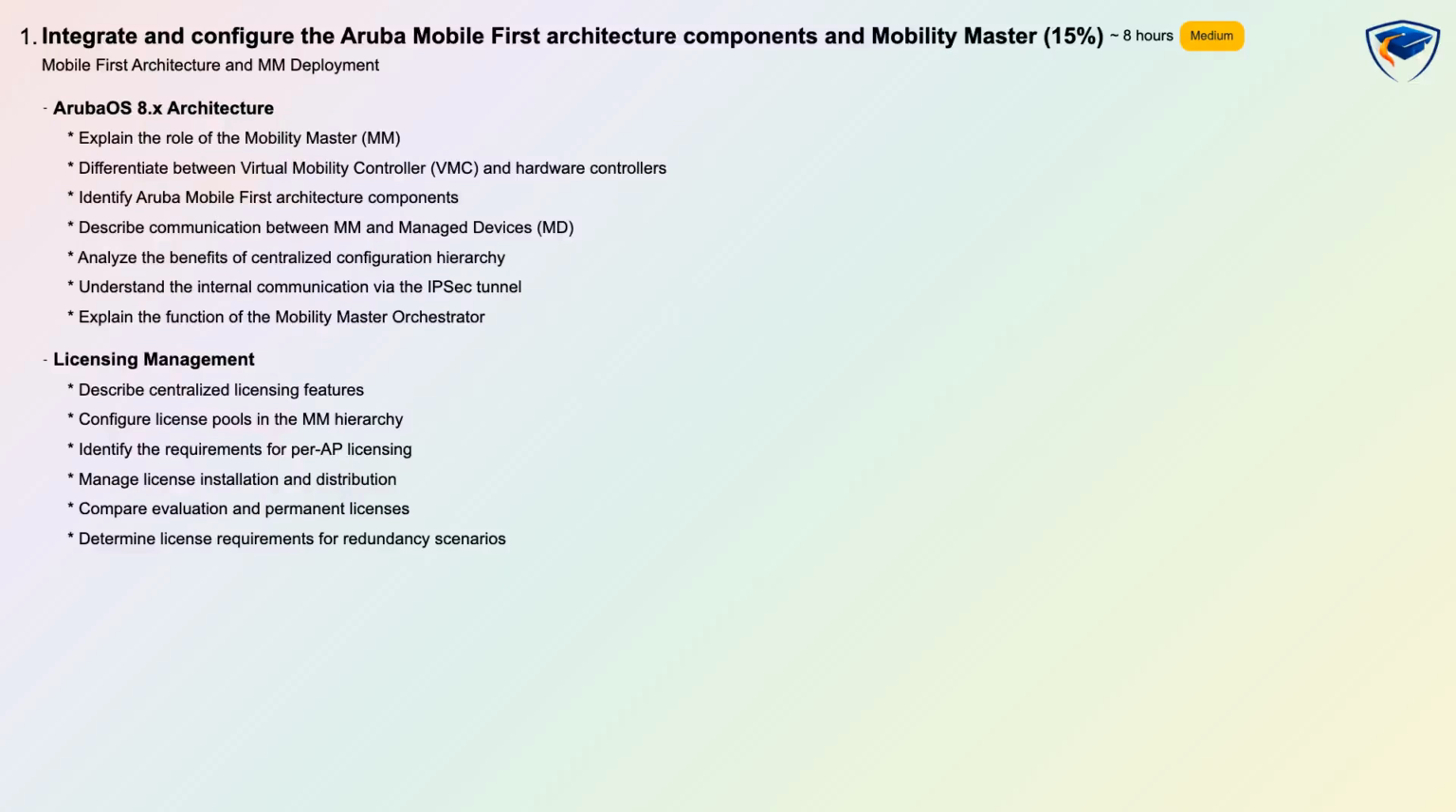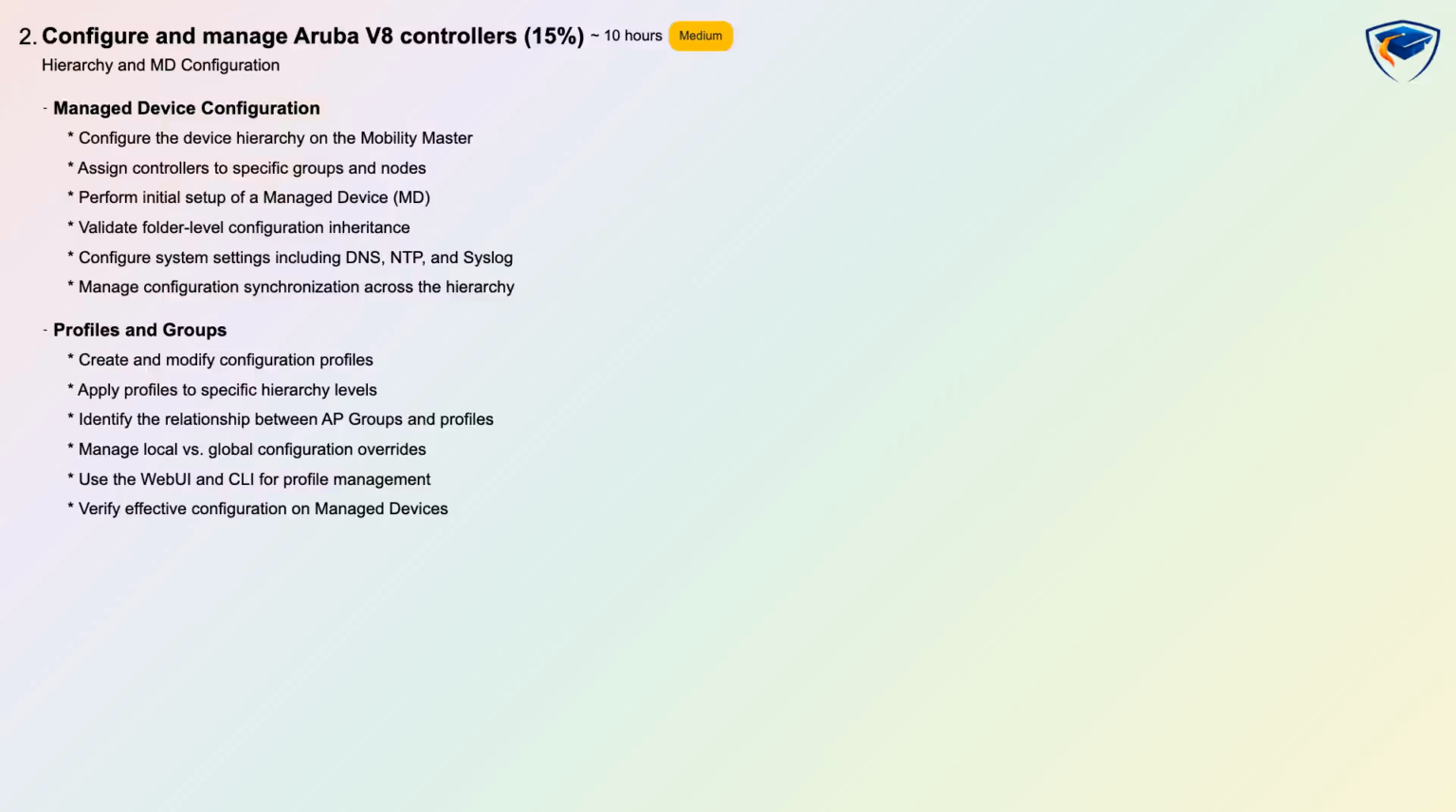affect deployment. Configure and manage Aruba V8 controllers is weighted 15%, rated medium difficulty, and has an estimated learning time of 10 hours with conceptual and scenario-based assessment. You will master device hierarchy and folder-level configuration inheritance on the Mobility Master, assign controllers to groups and nodes, and perform initial managed device setup while validating configuration synchronization. The domain also teaches profile and group management, how AP groups relate to profiles, and using both Web UI and CLI to apply global or local overrides and verify effective configurations.